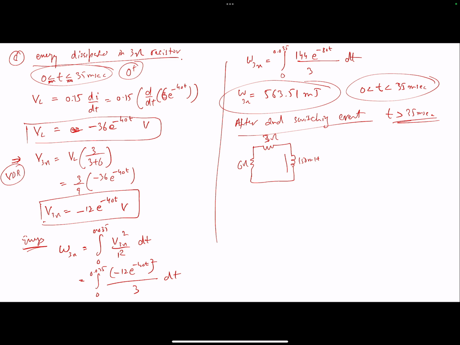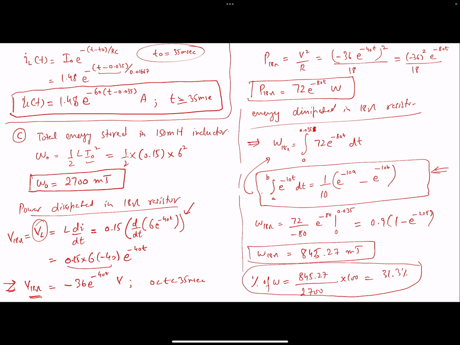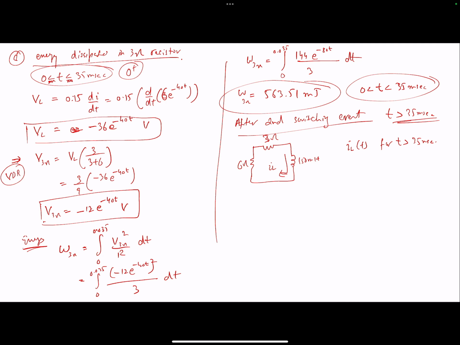Essentially, I'm going to use the value of the inductor current to find the power dissipation. What is the value of the inductor current IL of t for t greater than 35 milliseconds? I calculated it right over here: 1.48 e raised to power minus 60 times (t minus 0.035), minus point. I'm going to use this one.